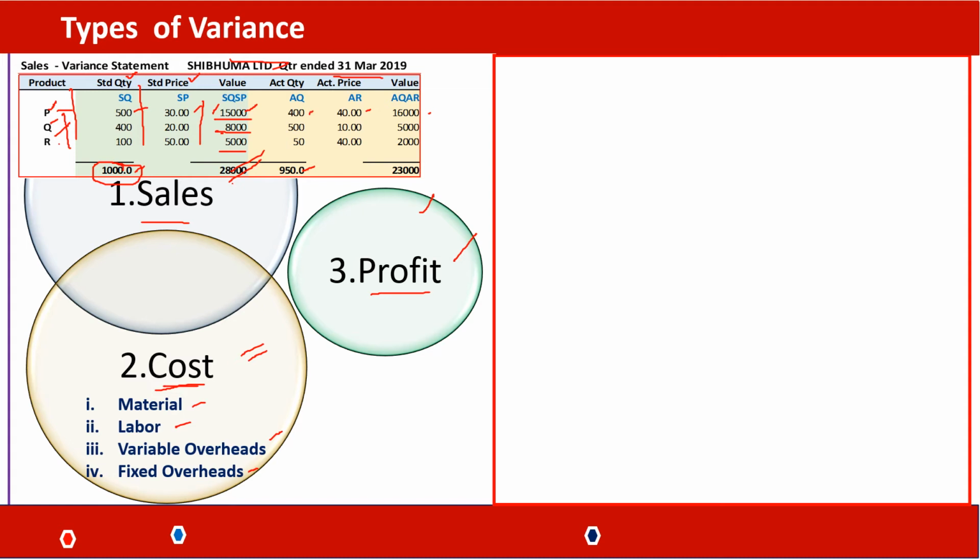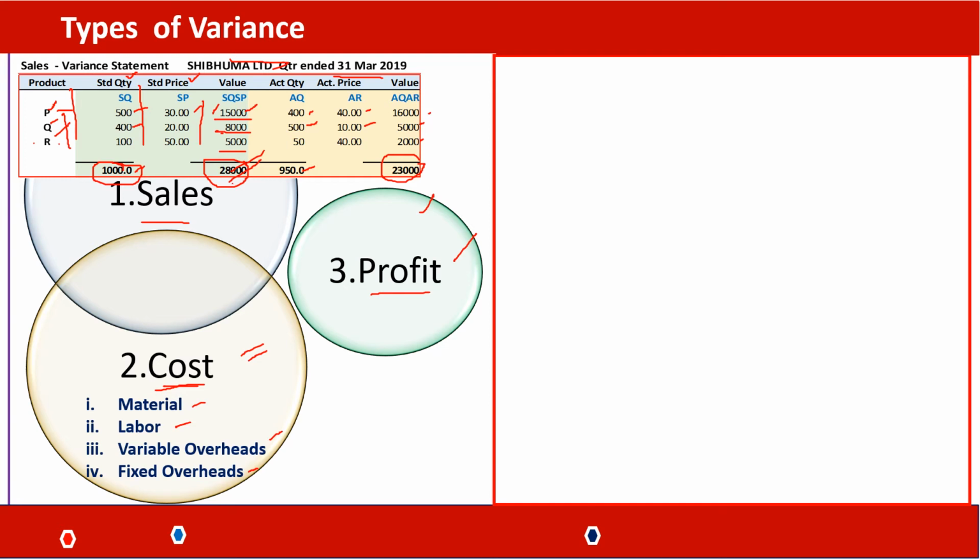Q, we sold 500 instead of 400. We sold at 10 instead of 20. We realized 5,000. We sold 50 of R as against 100 standard, and our realization is 2,000. Our revenue to be realized was 28,000. We realized 23,000. For what reason? We have to analyze the variance.